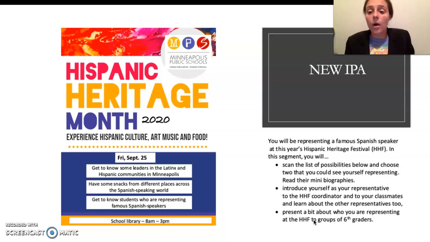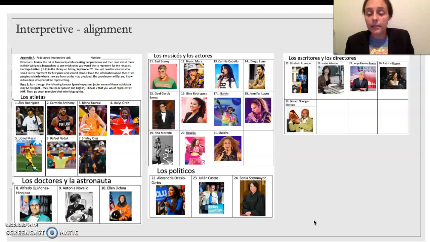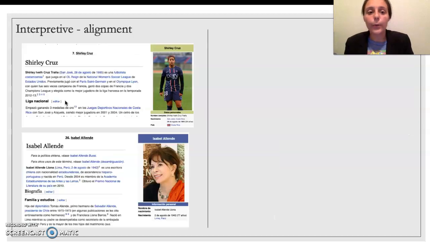So the first task is the interpretive, and students will be given a list of pictures and cognates, and during this unit we'll also talk about cognates. They'll look through this and say, okay, I want to read more about this person and this person. Just to give you an example, in this case they chose Shirley Cruz and Isabel Allende. So they're thinking, okay, I'm going to choose these 2 to represent at the Hispanic Heritage Festival.